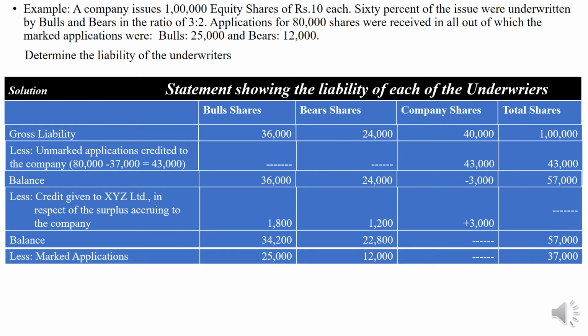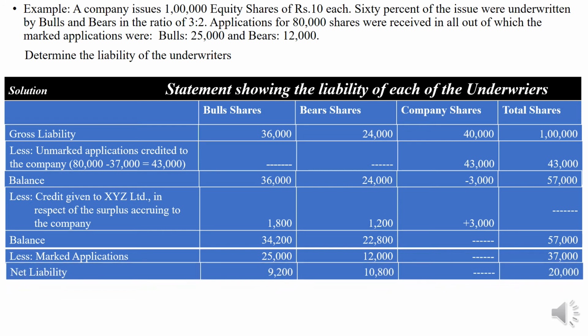Then we have to deduct the marked applications, 25,000 and 12,000. How do you get it? It's already given in the problem. So they are supposed to be deducted, so that we get a net liability of 9,200 and 10,800.